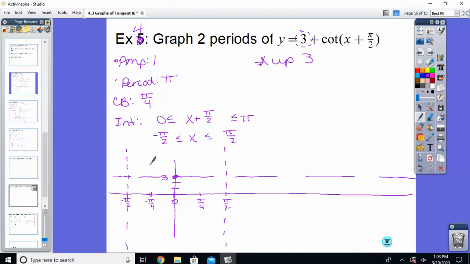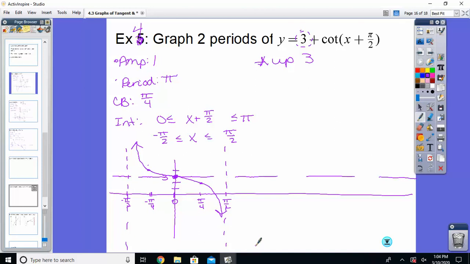Okay, does cotangent start high or low? High. Amplitude was 1, so I will start 1 above this. So we'll start at 4, hit our 0, and then we go 1 below. We didn't flip or anything, so it just looks like that.